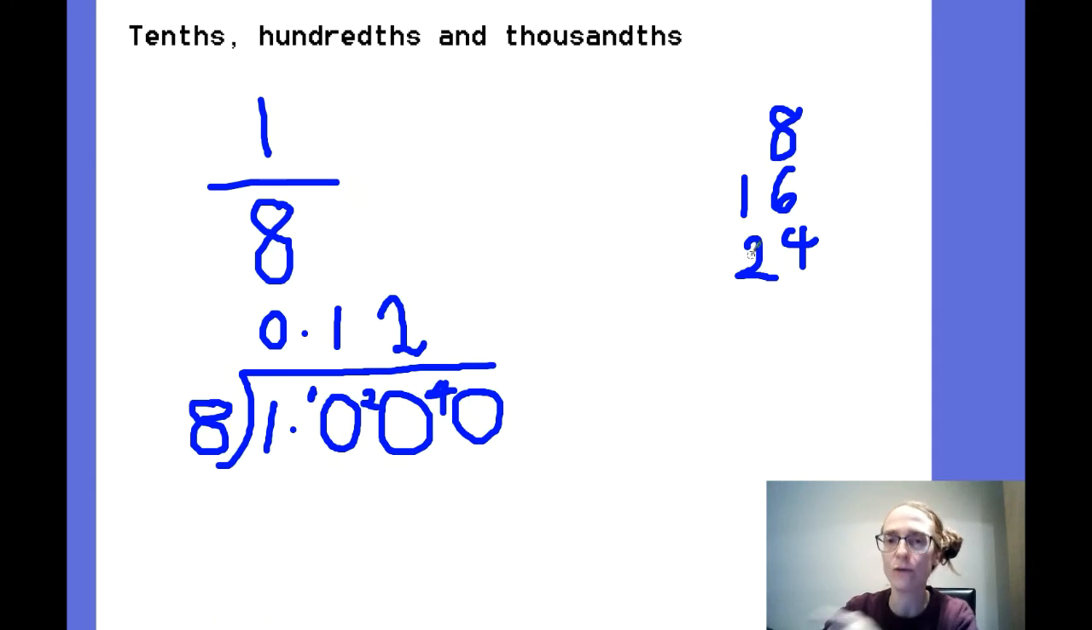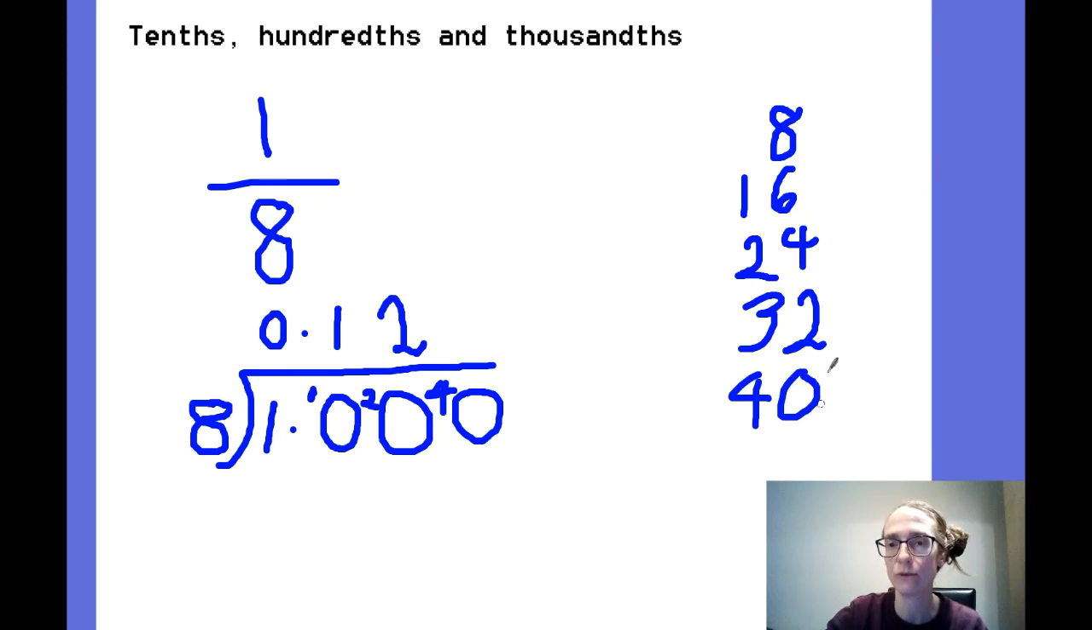Let's see. Does 8 fit into 40? Let me keep going. 32, 40. Yes, it does. 1, 2, 3, 4, 5 times. And there is no remainder. So 1/8 as a decimal is 0.125. So if you're not sure if you can change it to 10, if you can find an equivalent fraction that has a denominator of 10, 100 or 1000, then you can use the division method, but don't leave any remainders.